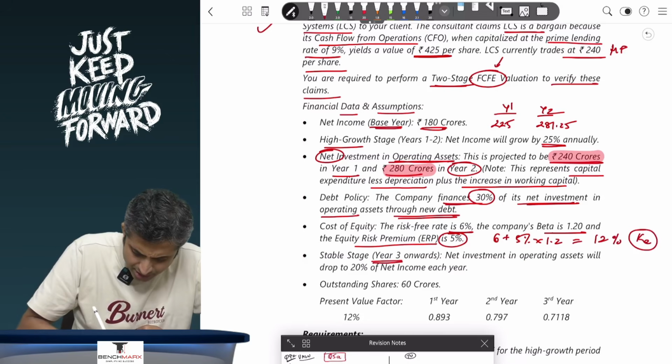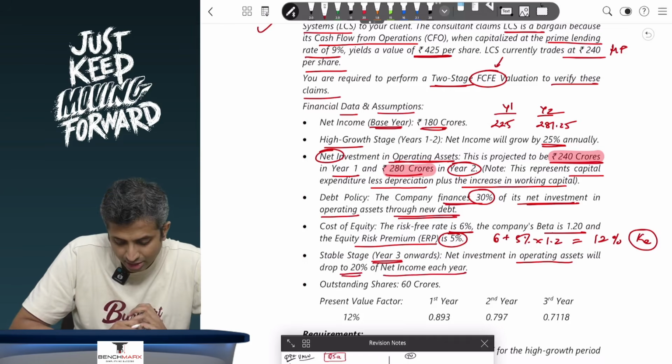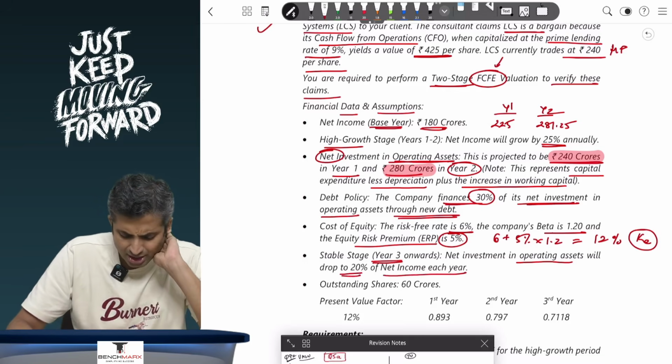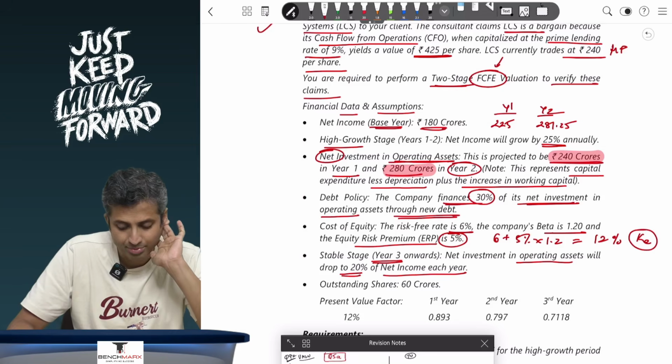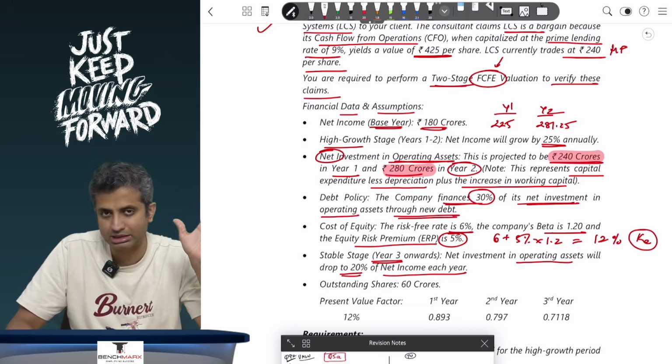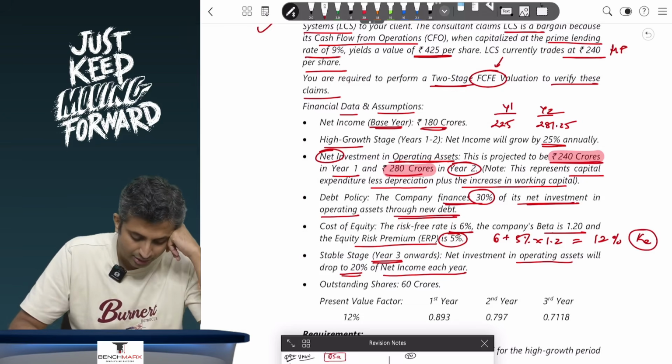Stable stage, that is third year onwards, the net investment in operating assets will drop to 20% of the net income in each year. So whatever is the net income in each of the years, net investment will directly drop to 20% of that. So they are solving it in a particular way. Again, there's a small inconsistency over here. So let us review that.